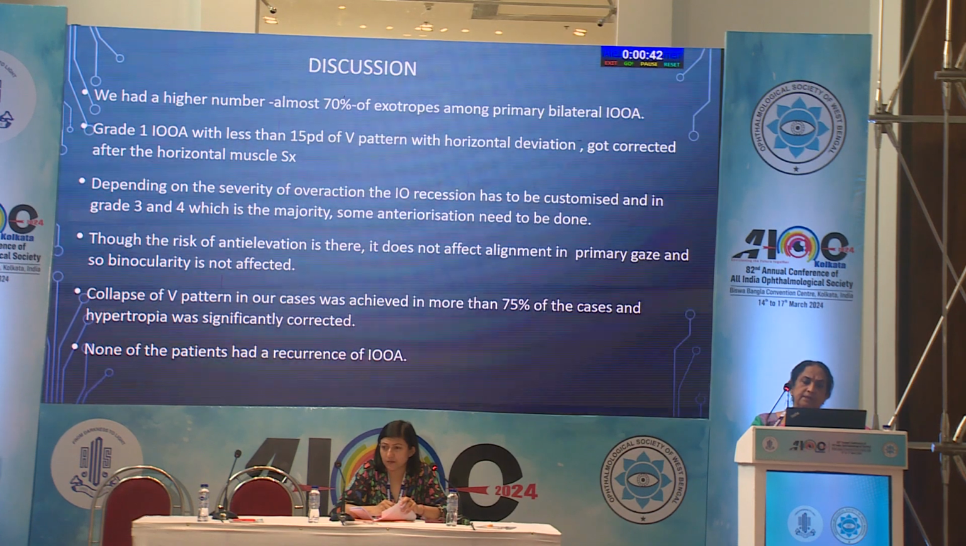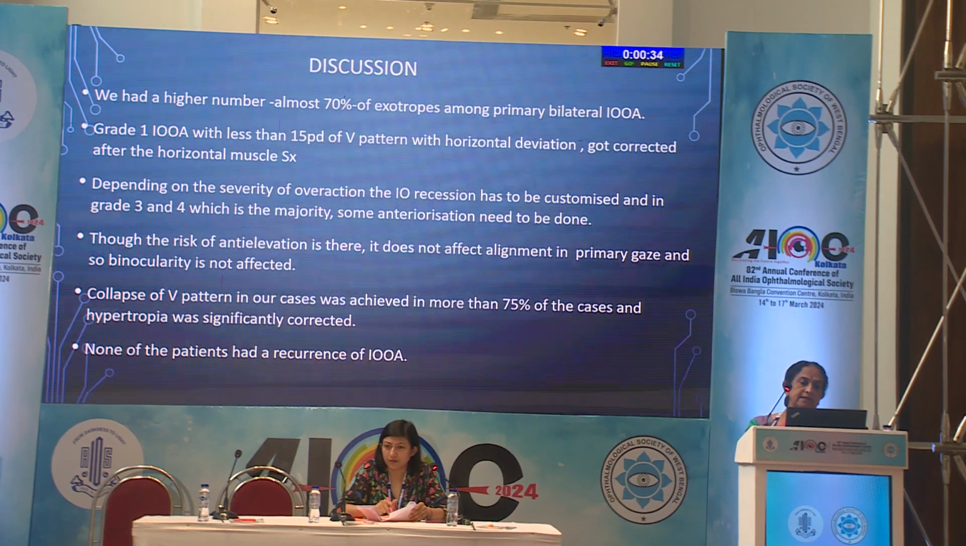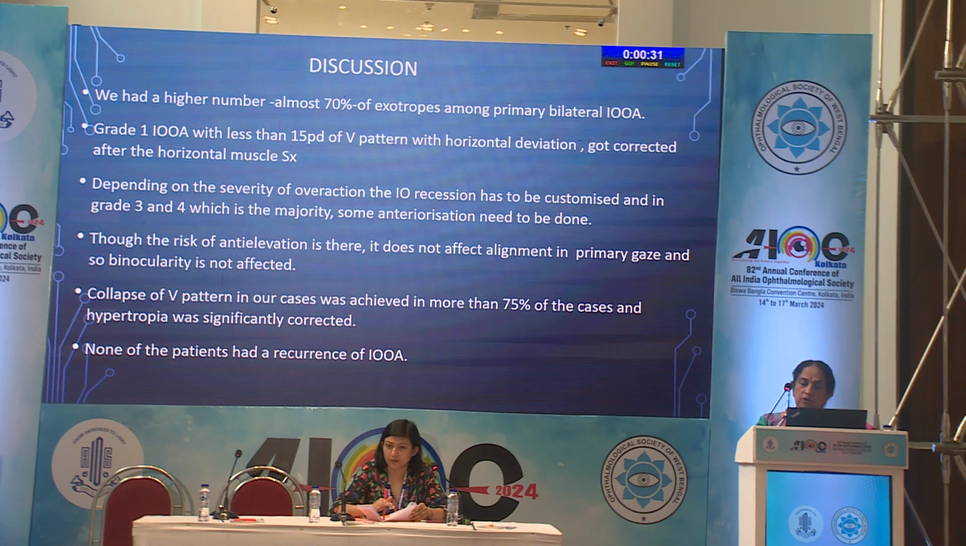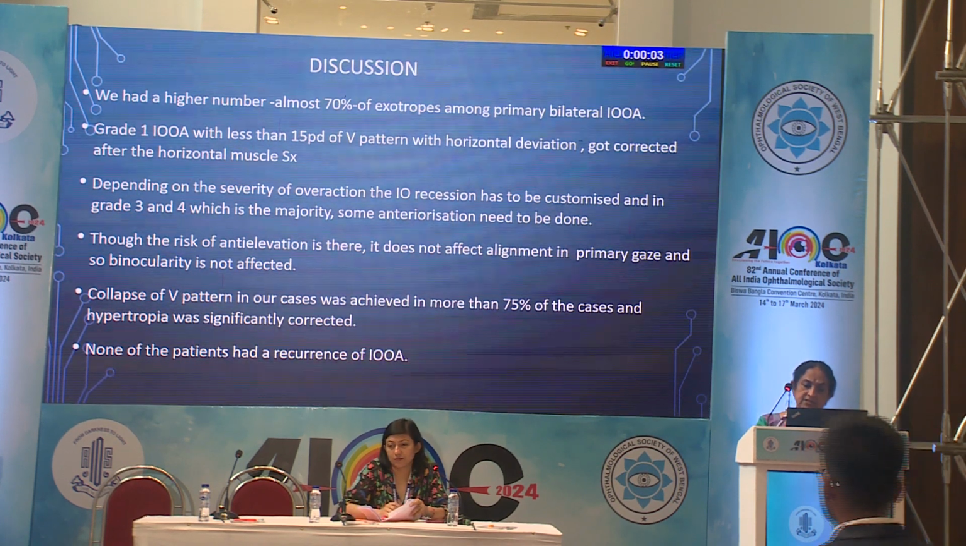So we had a higher number, almost 70%, of exotropes among primary bilateral infero-oblique overaction, as is seen in Asians. Grade 1 infero-oblique overaction with less than 15 prisms got corrected by horizontal muscle surgery itself. Depending on the severity of overaction, infero-oblique recession has to be customized, and in grade 3 and 4, which is the majority we saw, some anteriorization needs to be done. Though the risk of anti-elevation is there, it does not affect alignment in primary gaze, and so binocularity is not affected. Collapse of V pattern in our cases was achieved in more than 75% of the cases, and hypertropia was significantly corrected. None of the patients had a recurrence.